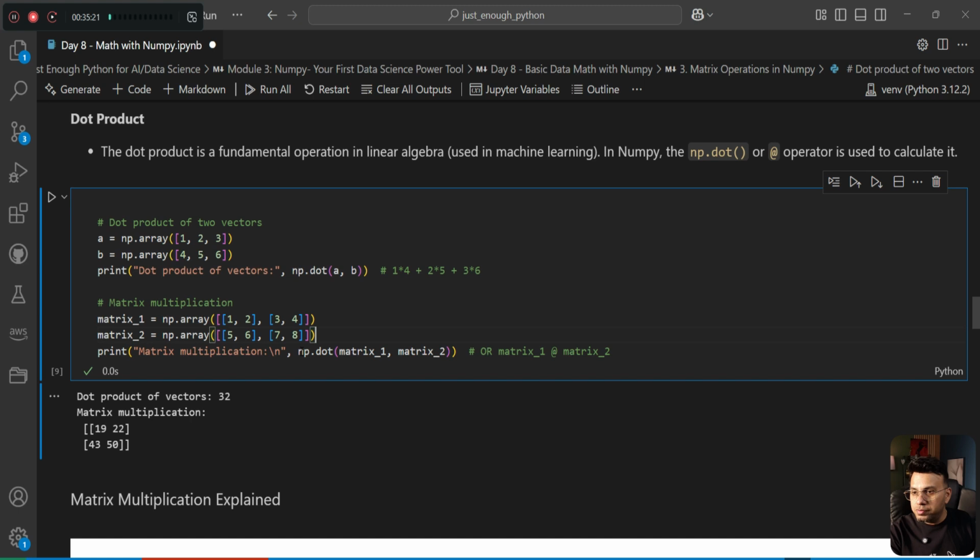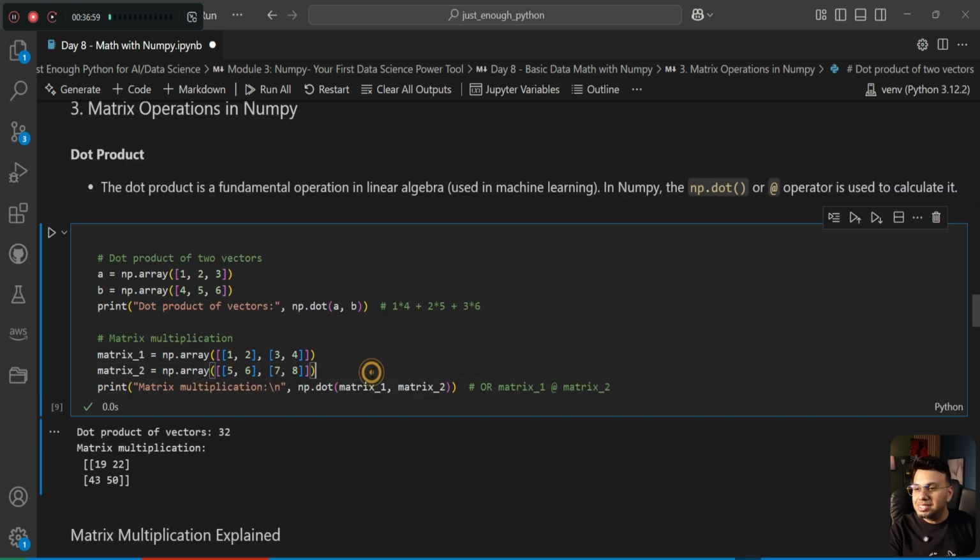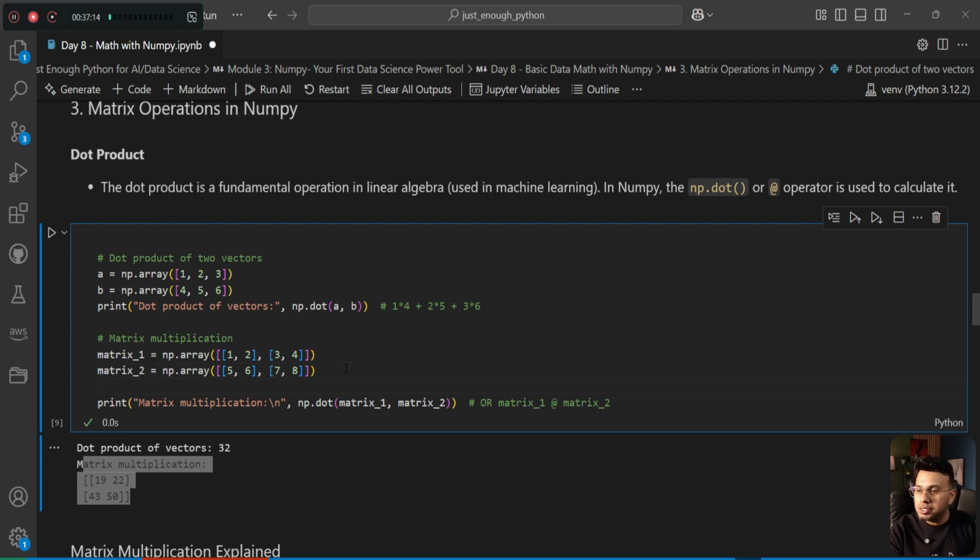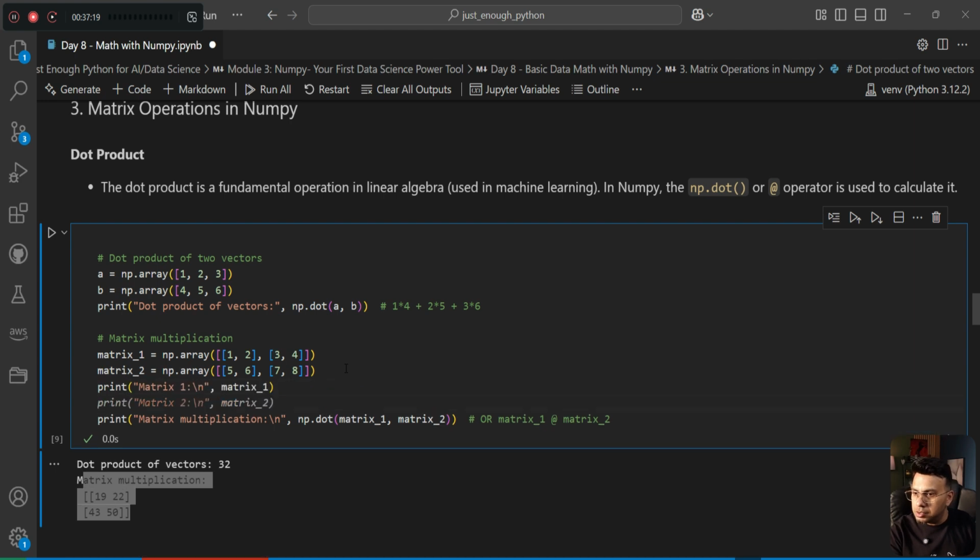And by the way, instead of this np.dot function, we could have also used the matrix multiplication operator, which is nothing but @. So we could have said matrix_1 @ matrix_2, and it would have done the same thing. Now let's understand what's happening in this matrix multiplication. We have the output, but I'm not printing matrix 1 and matrix 2. Let's print them as well to visualize it more easily. Let's just print matrix 1 and then print matrix 2.